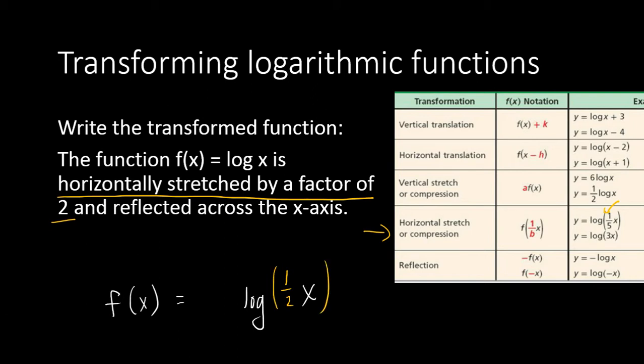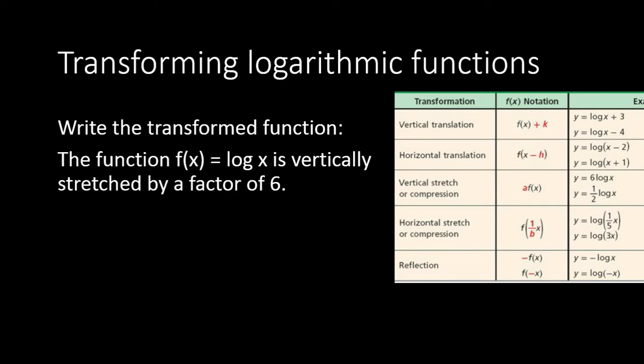Okay. What if I want to reflect across the x-axis? Well, I go to reflection, I look at the one that says across x, and I see that they multiplied f of x by negative, so I'll just put a negative sign out here. So my parent function was f of x equals log x, but I've reflected it across the x-axis, and I've horizontally stretched it by a factor of 2. So that's f of x equals negative log of 1/2 x. Let's do one more, and we'll wrap up.